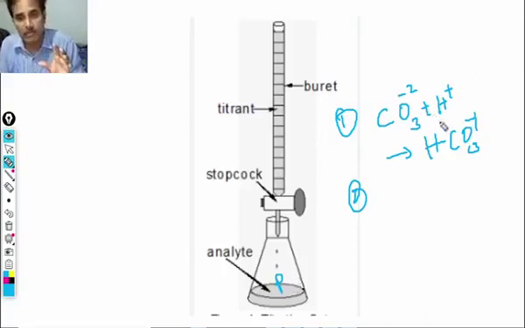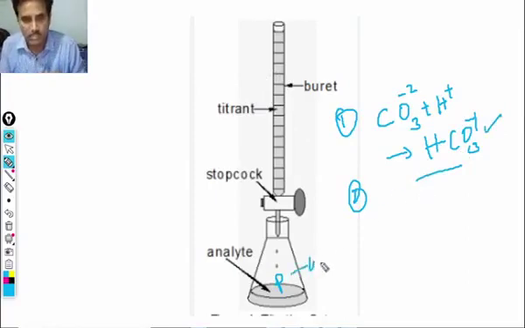Whenever carbonates are present, in the presence of phenolphthalein indicator they will exhibit the pink color, and the water sample is titrated against the HCl filled in the burette. Then the first step will be completed, and the solution becomes colorless. To this colorless solution you need to add 1 or 2 drops of methyl orange indicator, and then continue the titration.